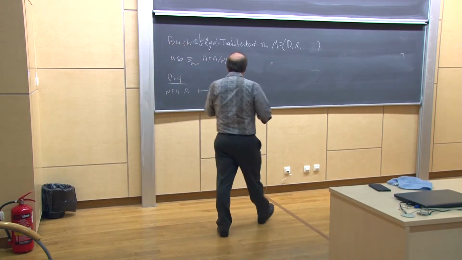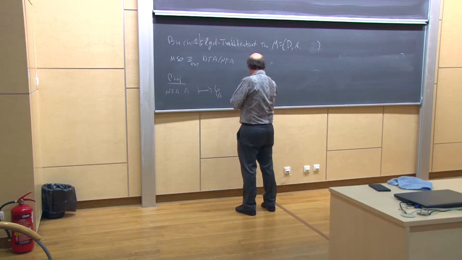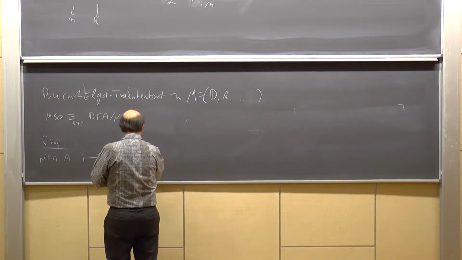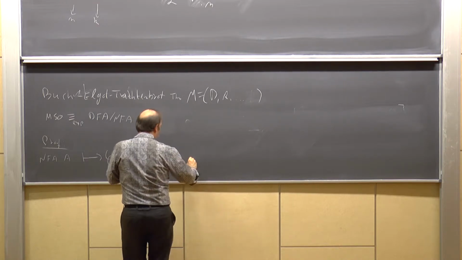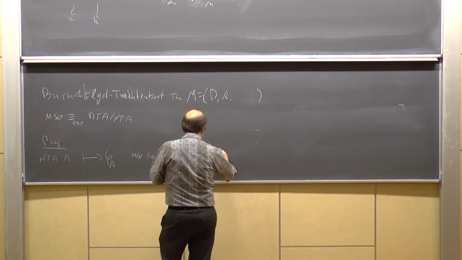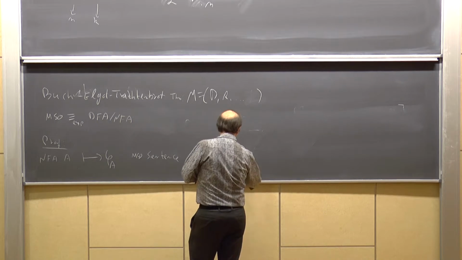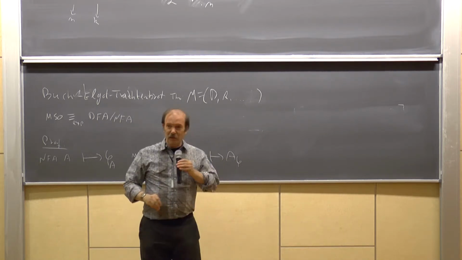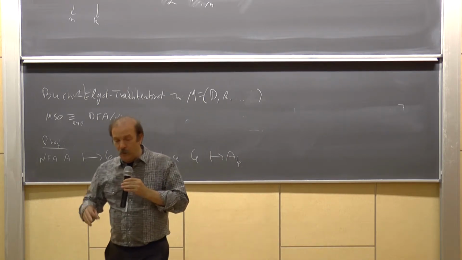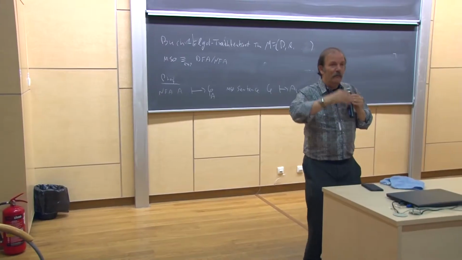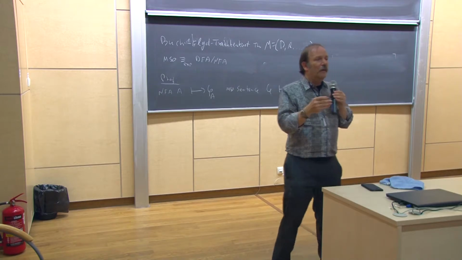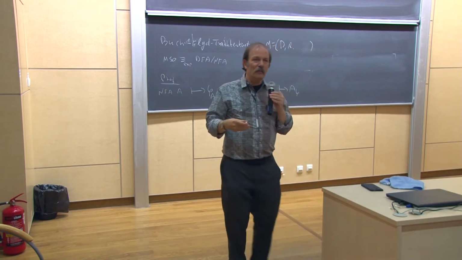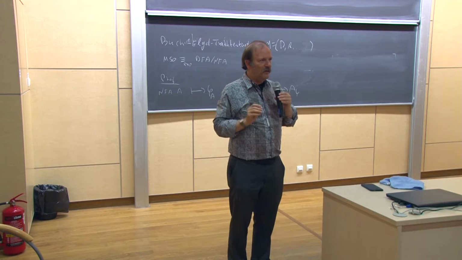The other direction is how to go from an MSO sentence phi, and map it to an automaton A sub phi. This is really the non-trivial part. And as we're going to see later for omega, on infinite words, where we again have the theorem, which will be Büchi's theorem, it's more difficult. This is the direction that's more difficult. That direction is always an easy exercise.